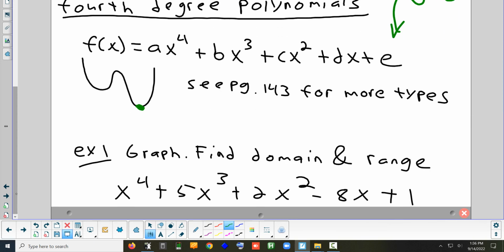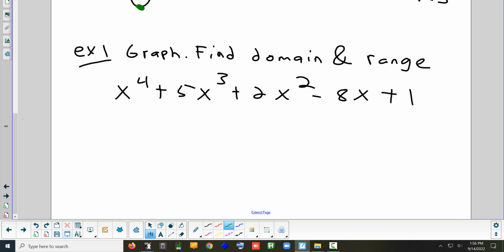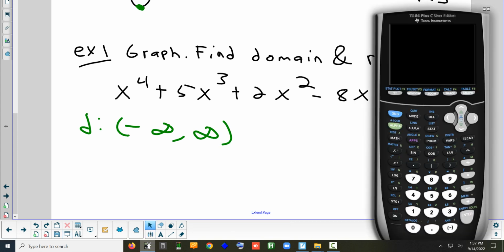All right, so let's graph this and see if we can find the domain and the range. Well, what's the domain? Yeah, all real numbers. It's a polynomial. So you can plug in any number you want and raise it to the 4th power and then add that number cubed times 5. That's fine. So domain, all reals.